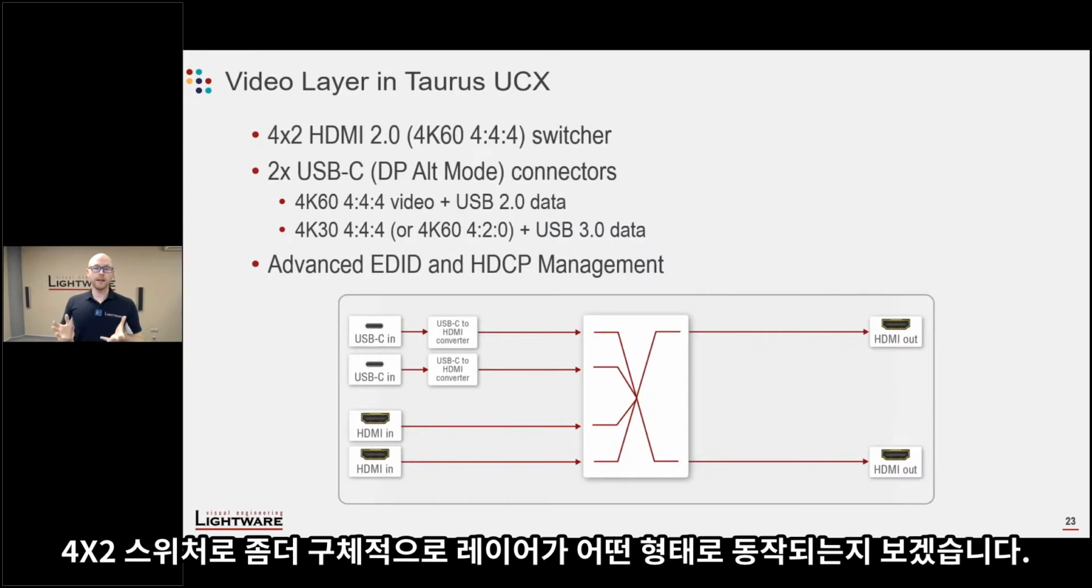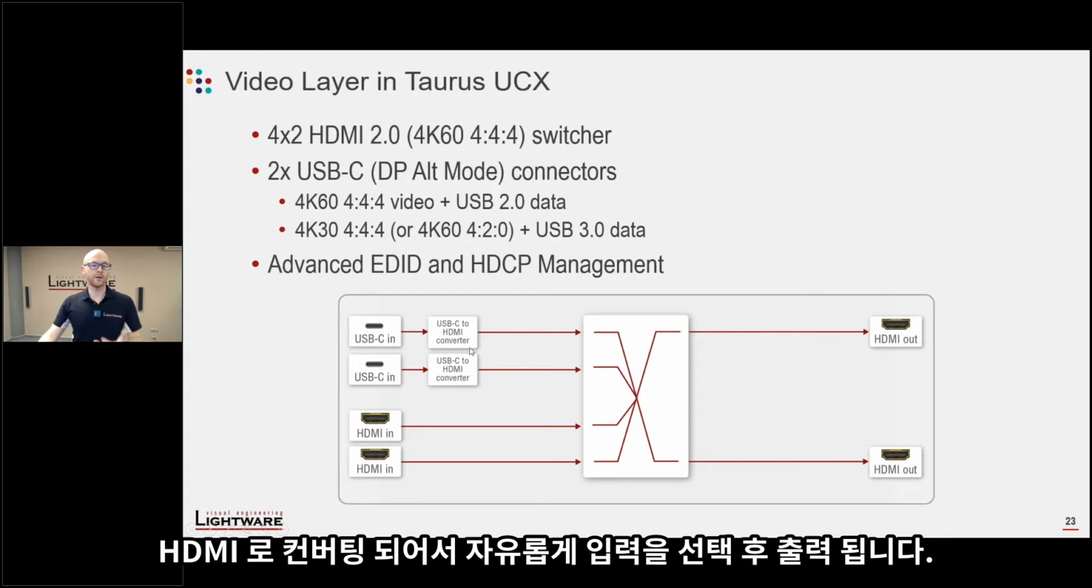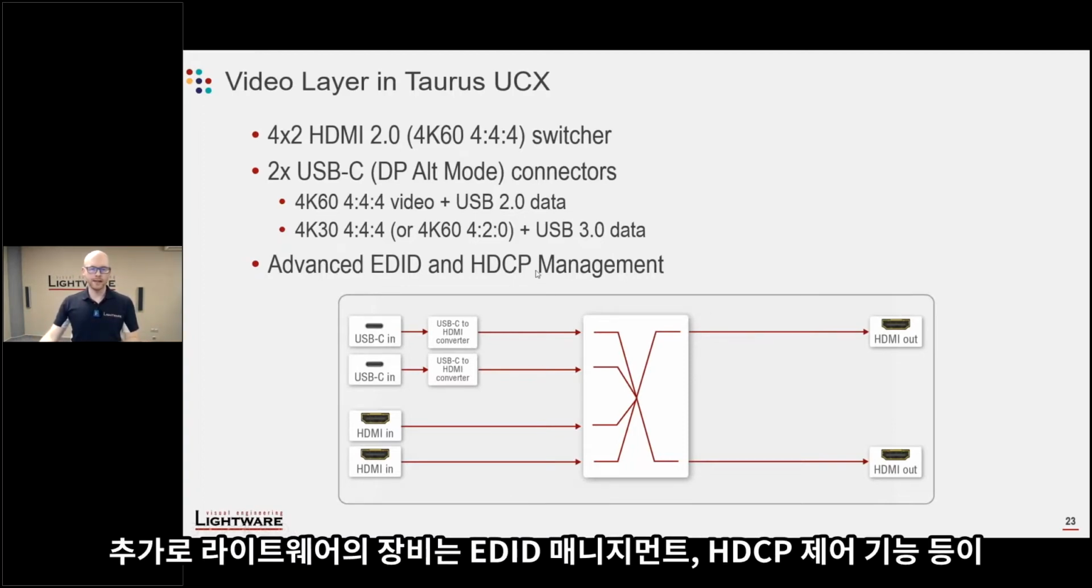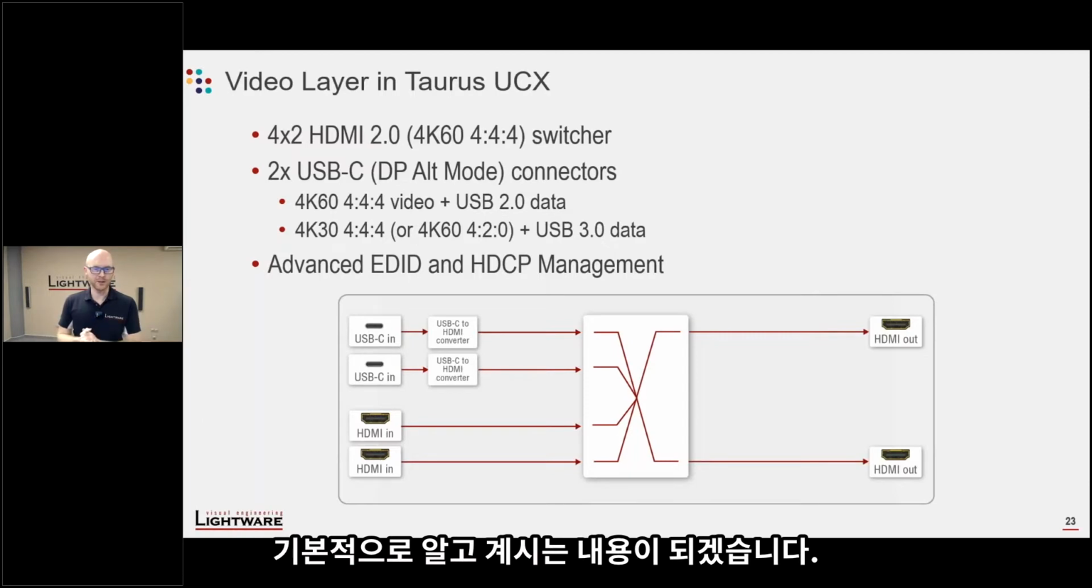Now let's take a look at the layers in more detail. The video layer is a 4x2 switch. The 2 USB-C ports are carrying DisplayPort signals, so they are converted to HDMI inside, and it's a 4x2 non-blocking architecture. As with all Lightware devices, I think it comes as no surprise that we have advanced EDID management and HDCP management. It's quite standard for all of our devices, so it's almost not worth mentioning.